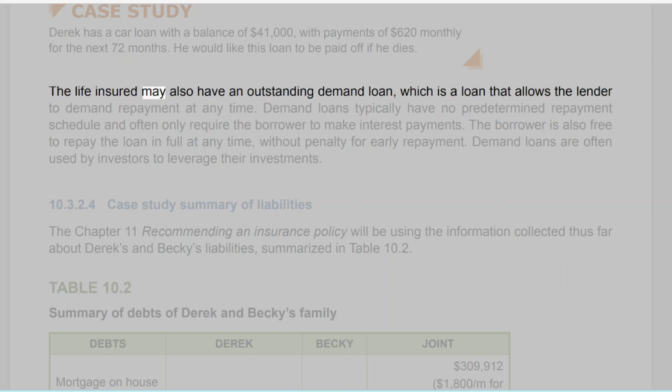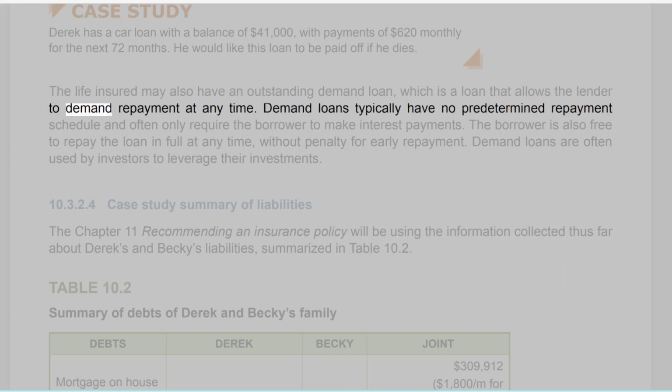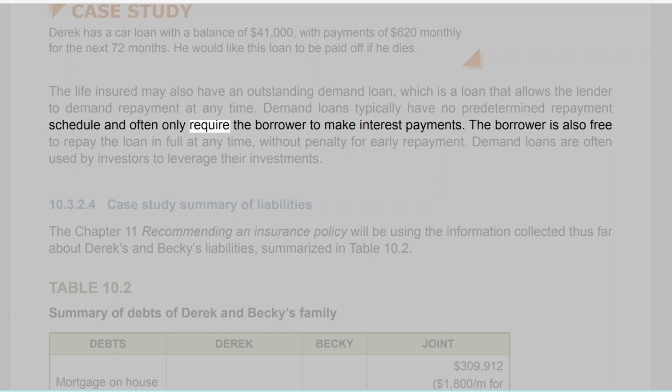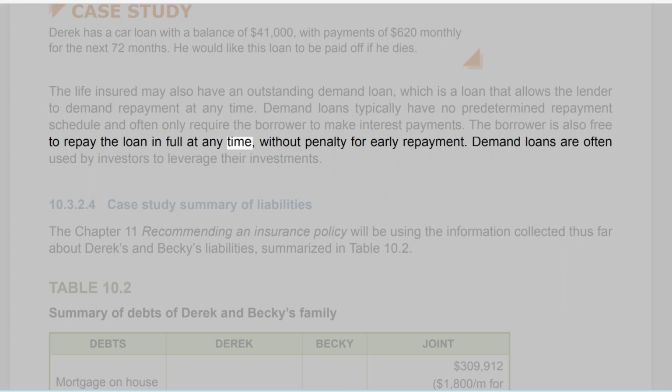The life insured may also have an outstanding demand loan, which is a loan that allows the lender to demand repayment at any time. Demand loans typically have no predetermined repayment schedule and often only require the borrower to make interest payments. The borrower is also free to repay the loan in full at any time, without penalty for early repayment. Demand loans are often used by investors to leverage their investments.